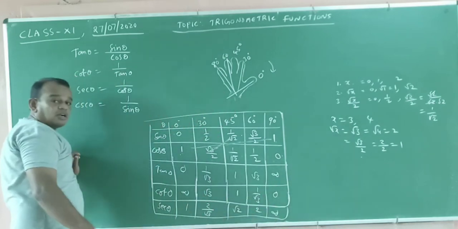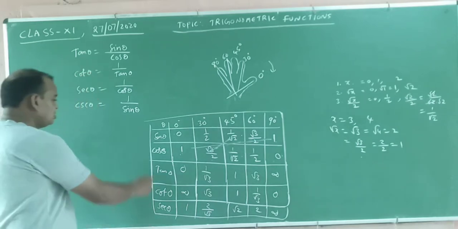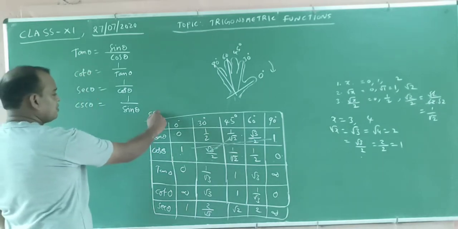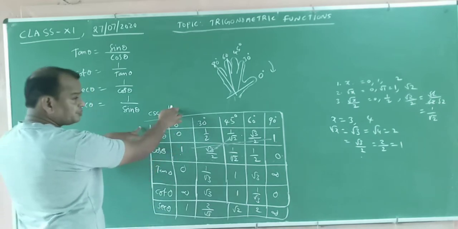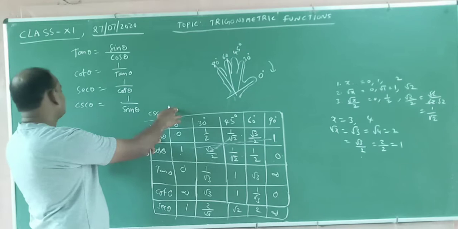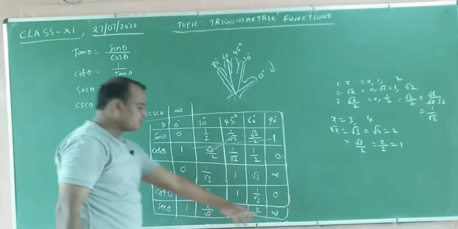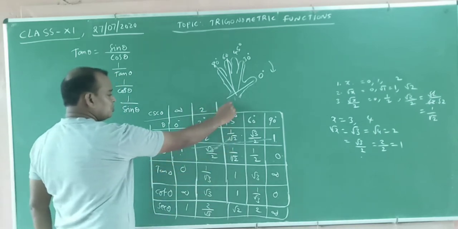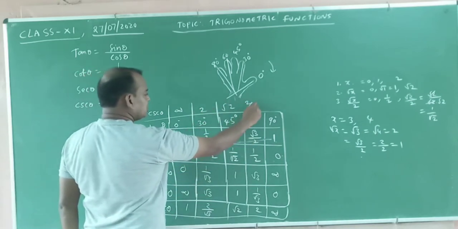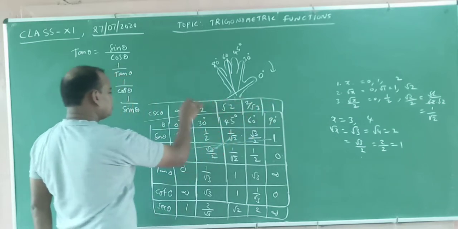Now last but not least, what is that one? Cosecant theta. How to find the cosecant? The reciprocal of sin. Now we write here cosecant theta, what happened? Sin theta is equal to 1 by cosecant, 1 by 0 means not defined, the reverse of this one no problem at all, reverse of this one 2, reciprocal of this one root 2, reciprocal of this one 2 by root 3, this is 1. Simply, understood or not?